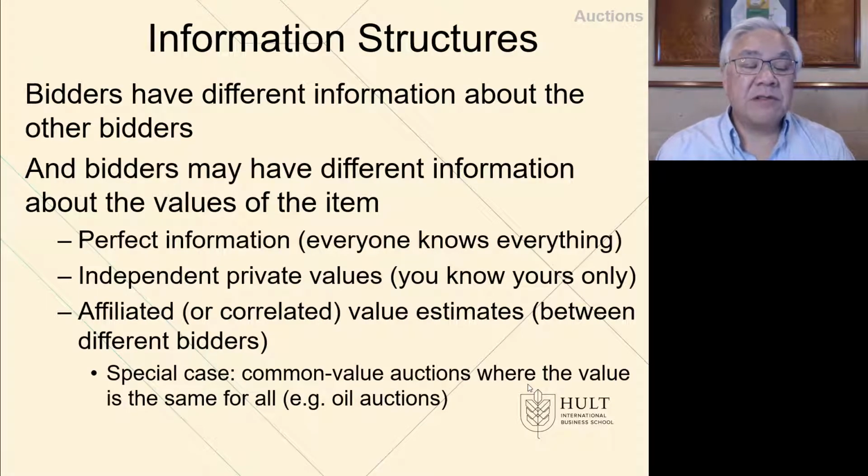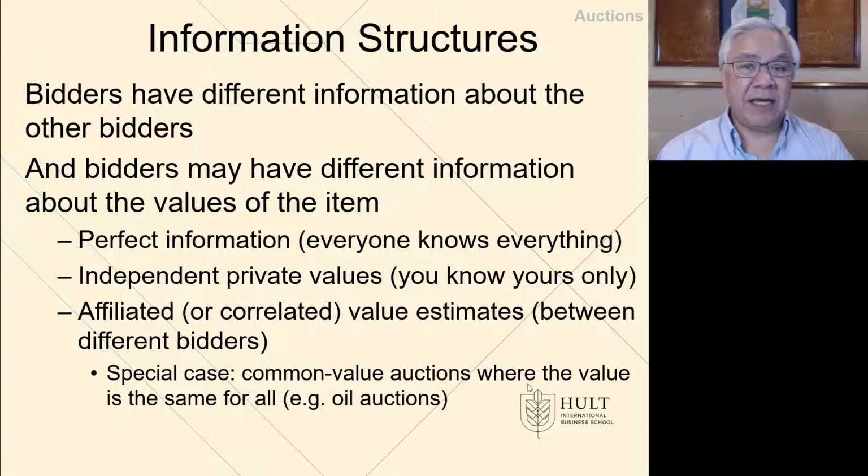Information structures also differ, and bidders may have different information about the values of the items themselves. There could be perfect information where everyone knows everything. However, it's more likely to have situations such as independent private values, where you know your own number, but you don't know what other people have as their numbers. Or there might be affiliated or correlated value estimates, where there's some consensus value, and by watching others, you can see where that emerges.